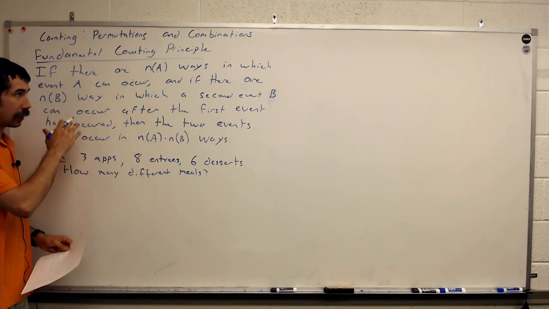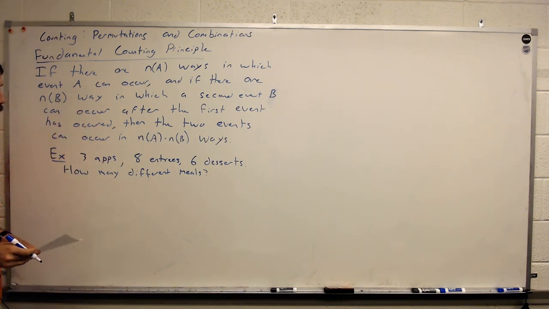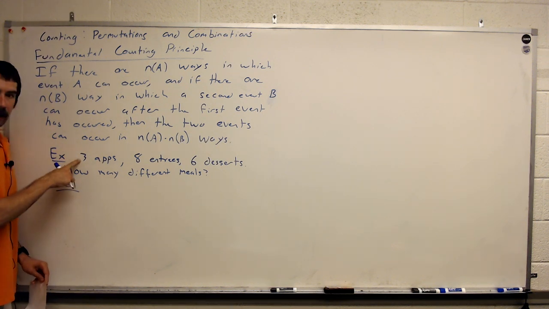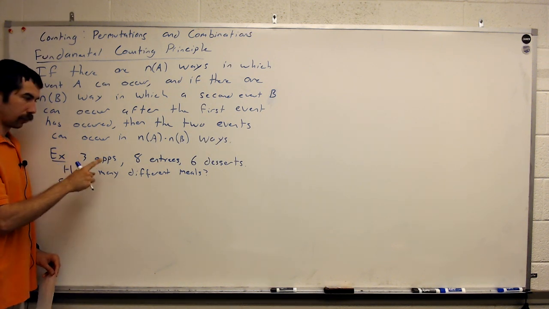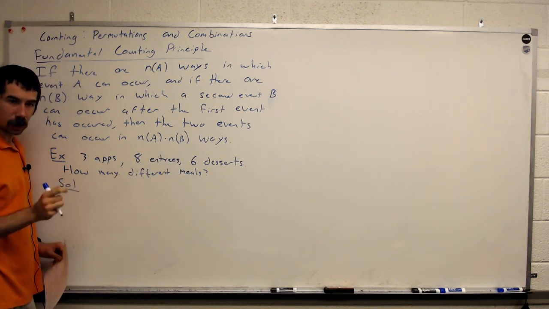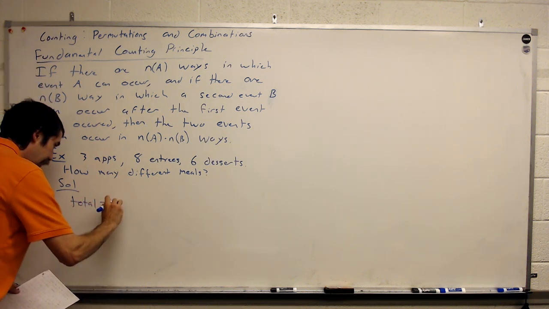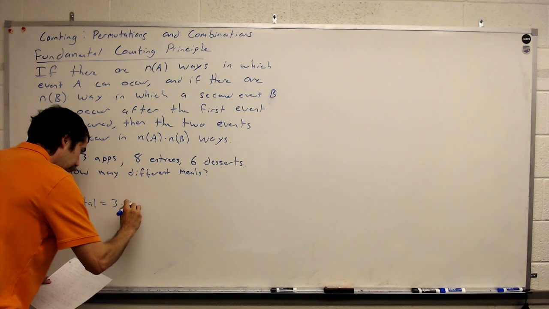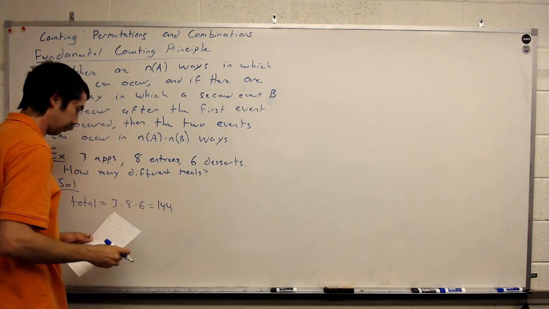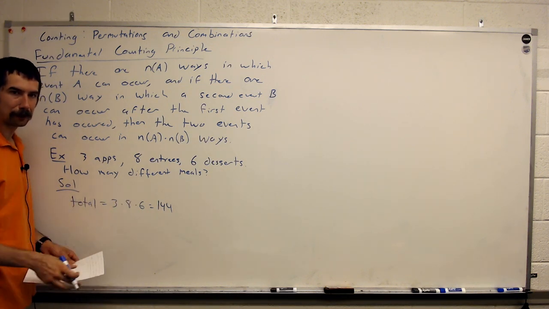And so this will follow immediately from the fundamental counting principle. There are 3 ways to pick an appetizer, 8 ways to pick an entree, 6 ways to pick a dessert. So the total is 3 times 8 times 6, which is 144. All right, it's as simple as that. You multiply the options.